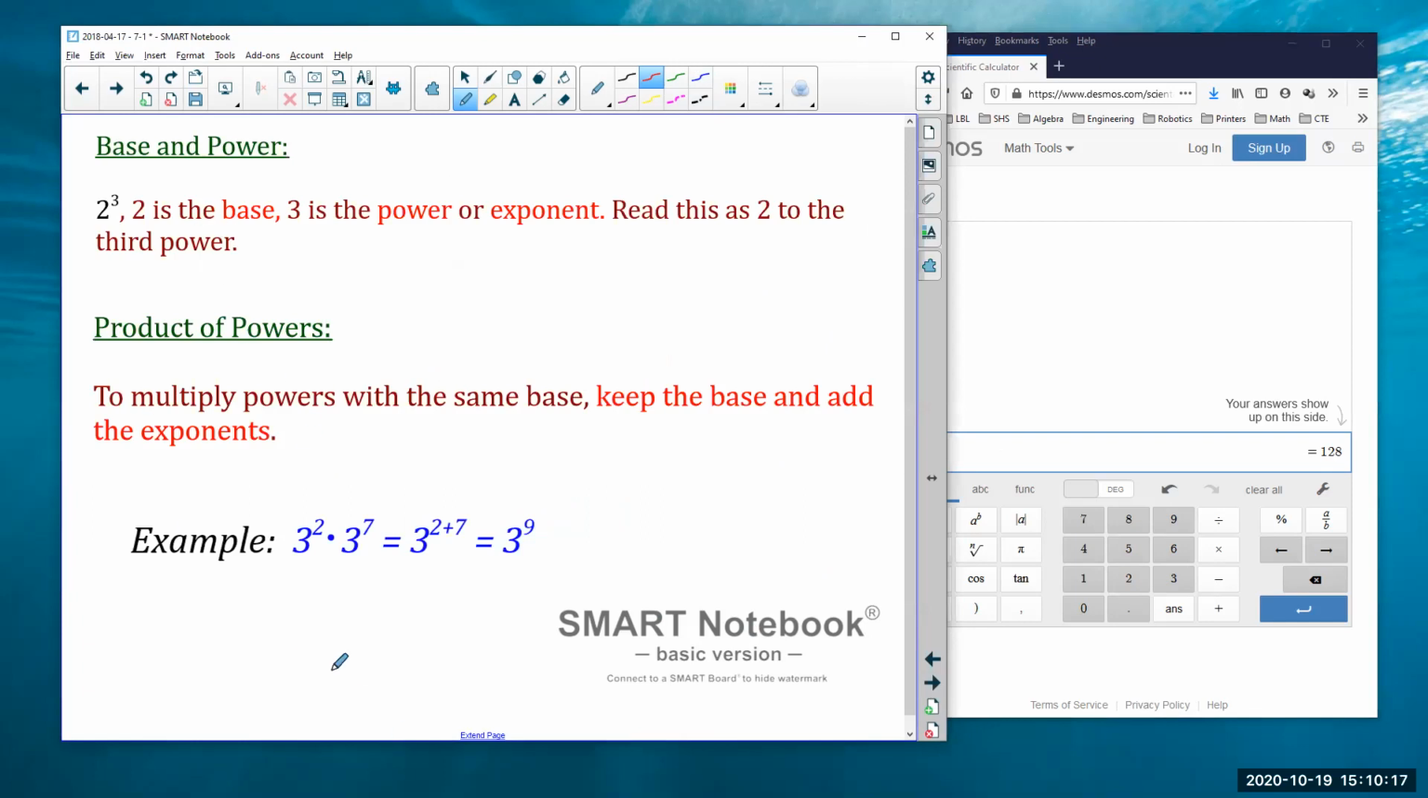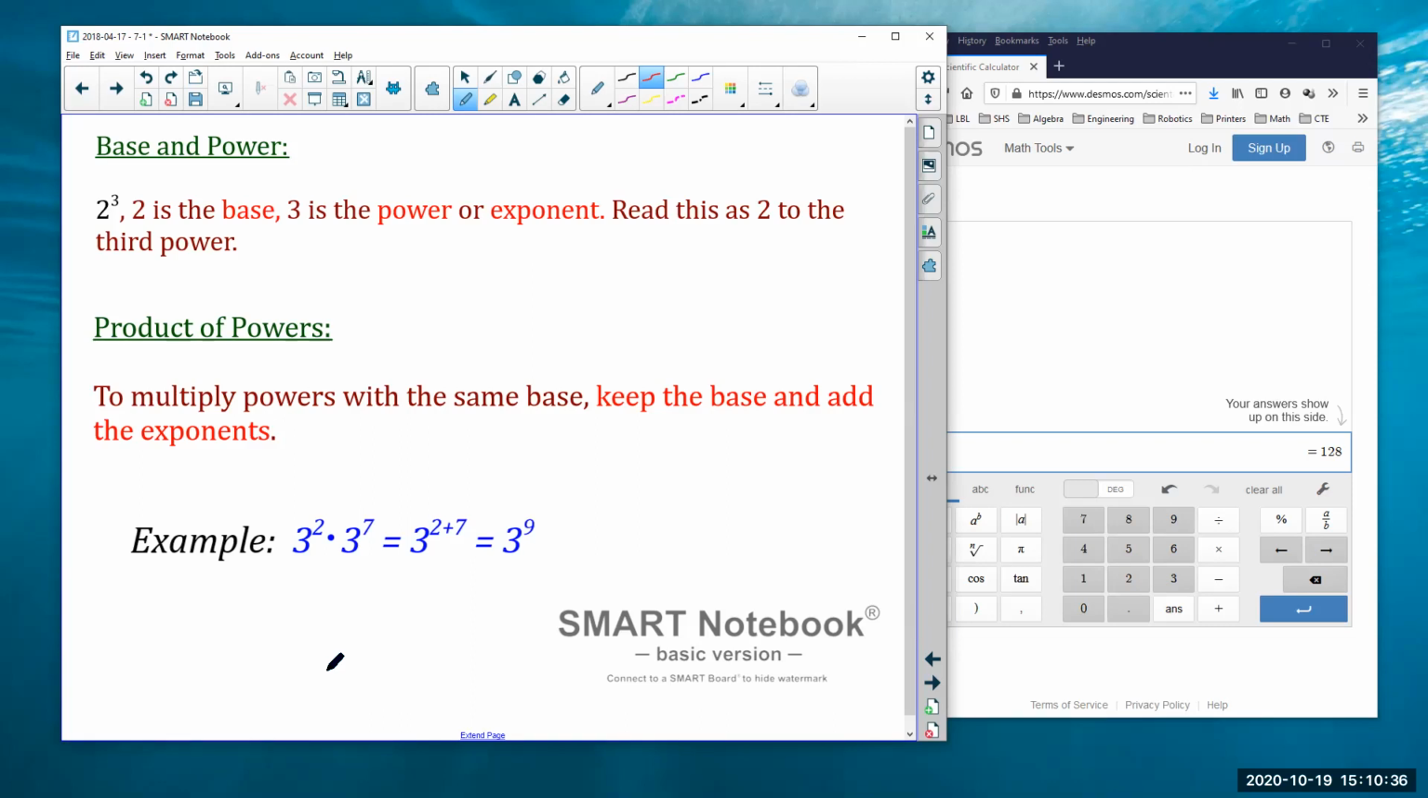Okay, so here are some definitions that you can look at, and some of the powers. The product of powers is what we call what we just did. So we talk about a base and a power. In 2 to the 3rd, 2 is the base, and 3 is the power or the exponent. That's 2 to the 3rd power, or we might say 2 cubed.